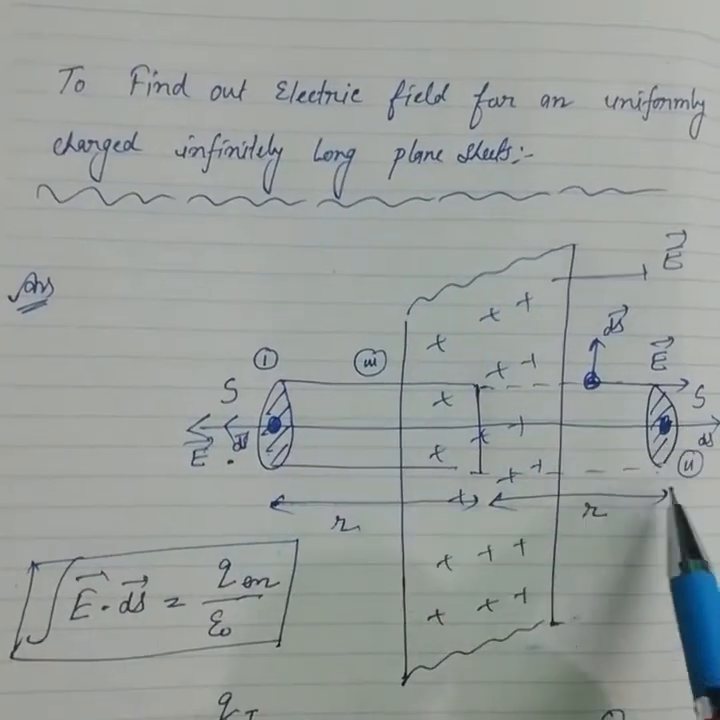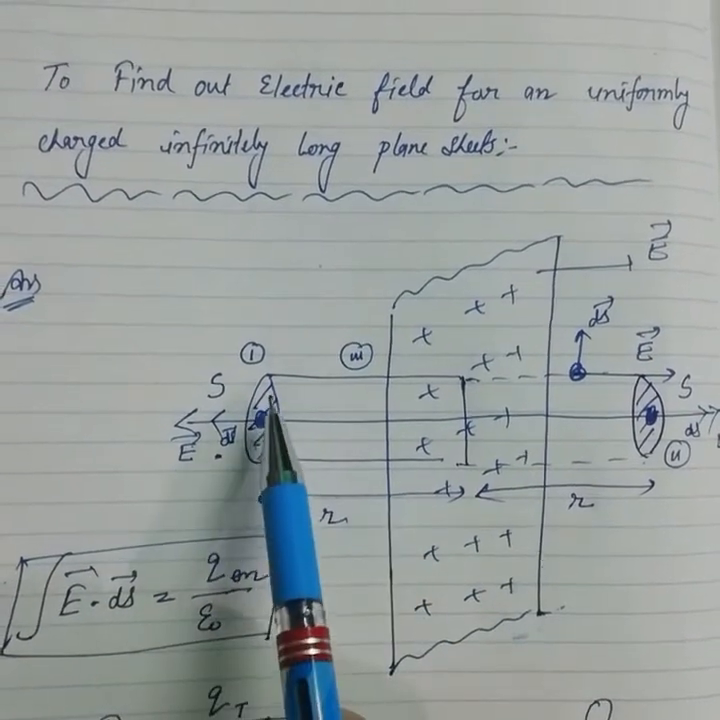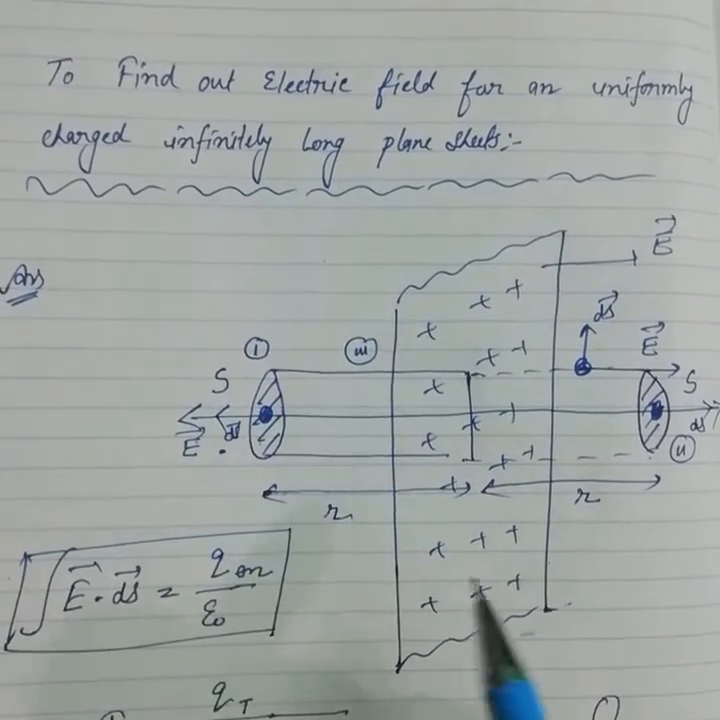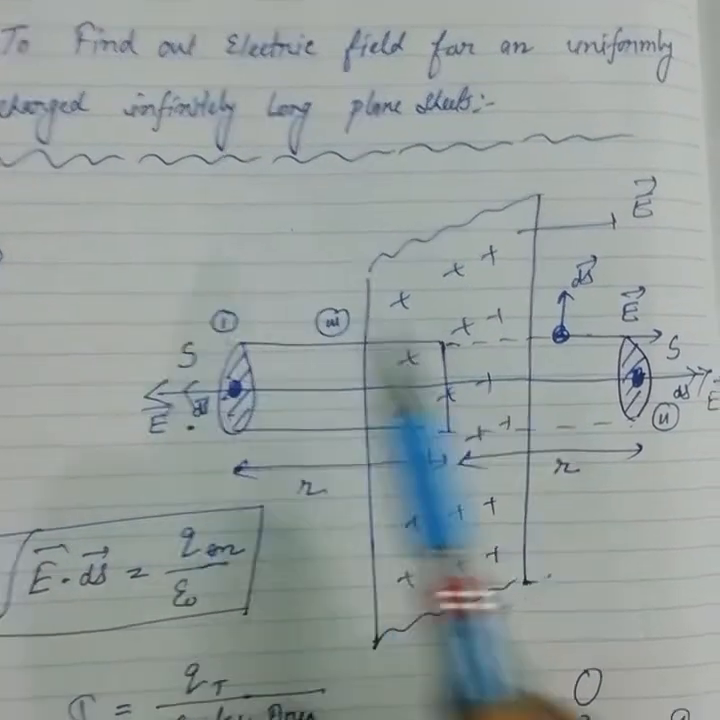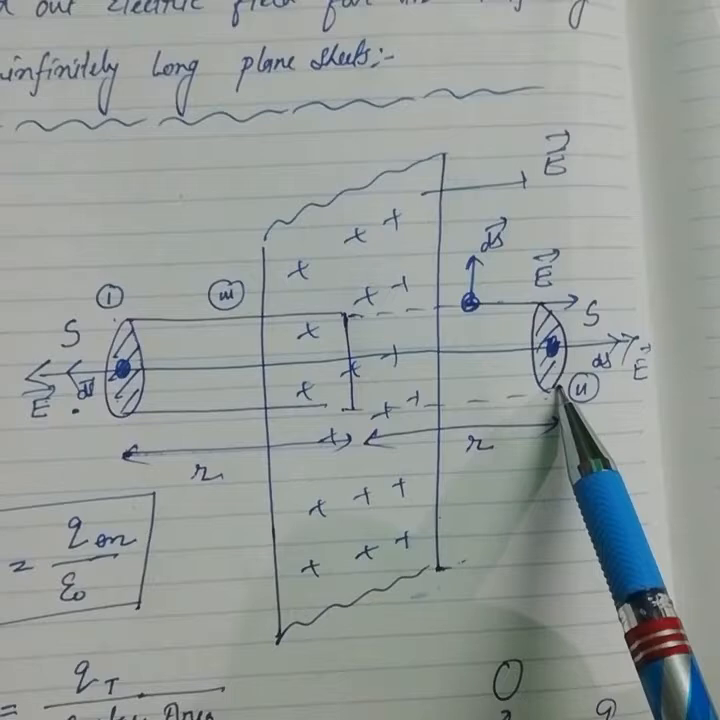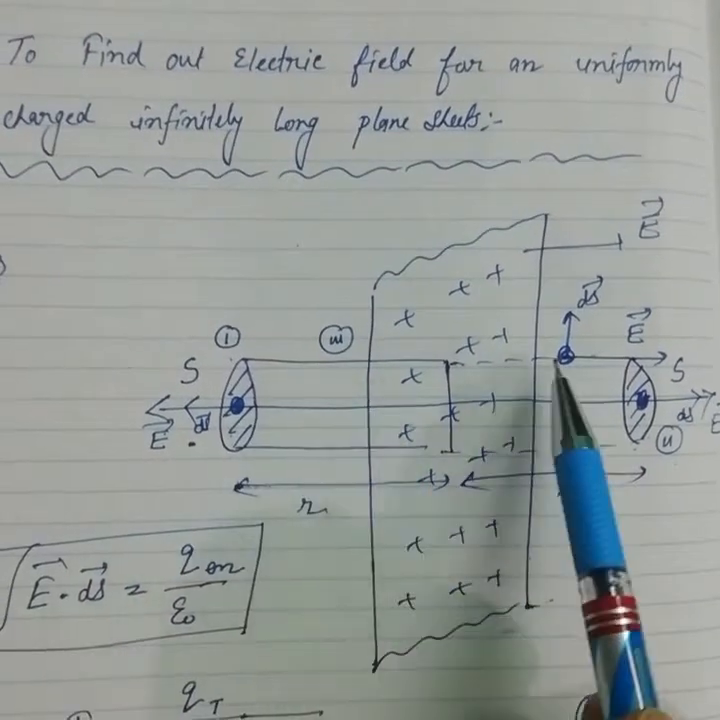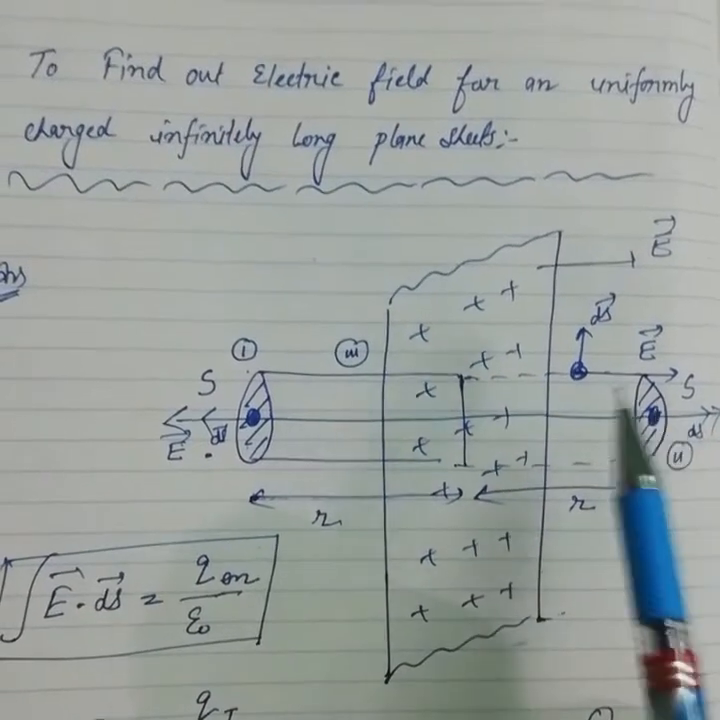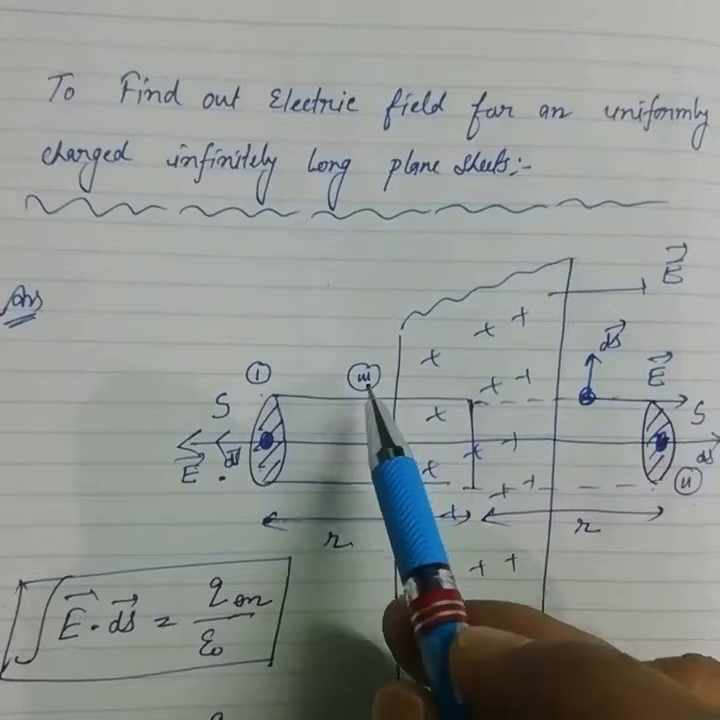This closed cylinder has three different parts. One is this surface, which I have marked number 1. Another is this surface, marked number 2, and the third one is the body of the cylinder itself. This is number 3.